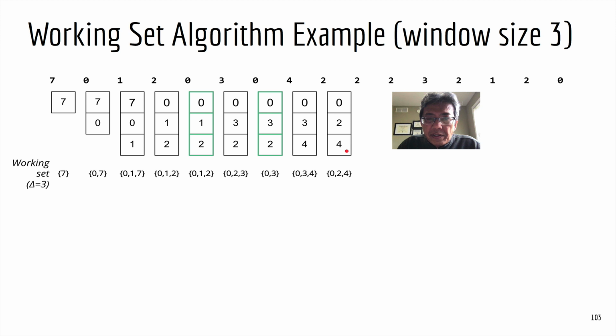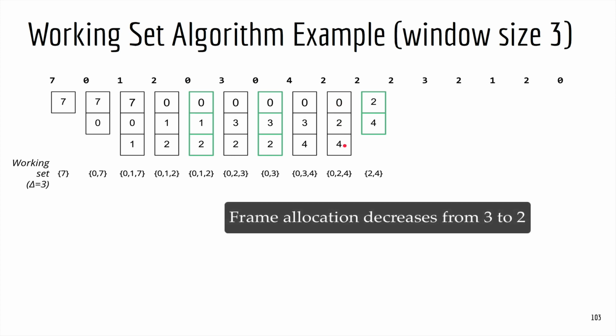The next reference to page 2 does not create a page fault, but now the working set, again, if you look 3 frames back from the current time, includes only pages 2 and 4. That's why page 0 is kicked out, and at this point the number of frames shrinks from 3 to 2.